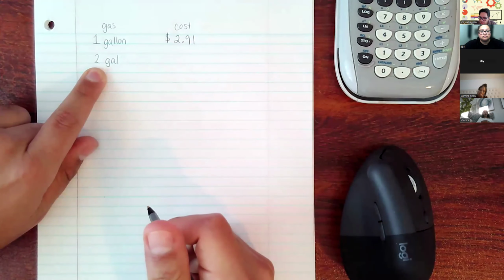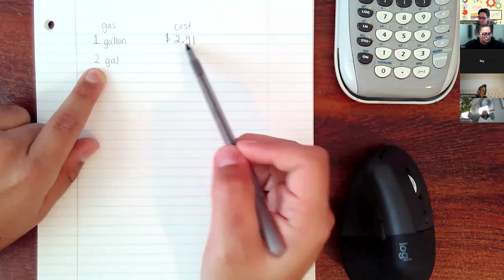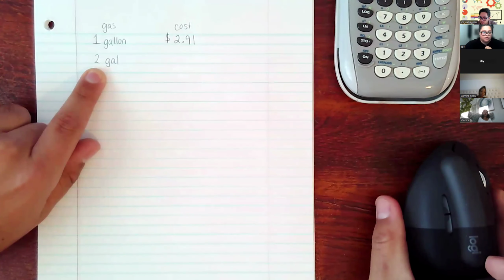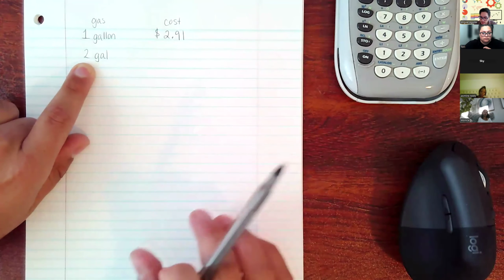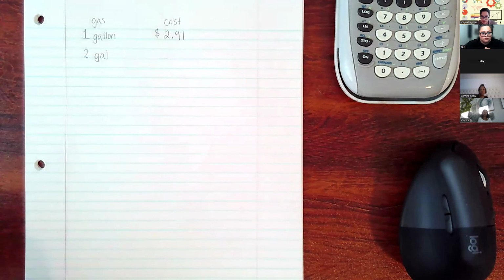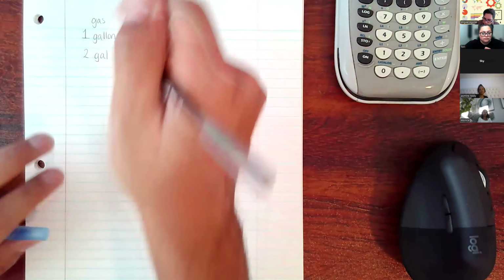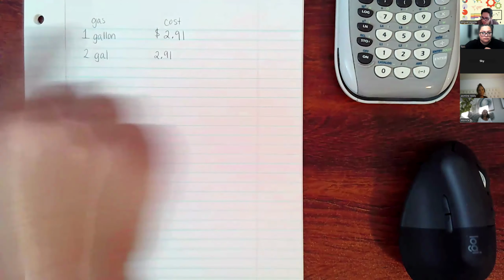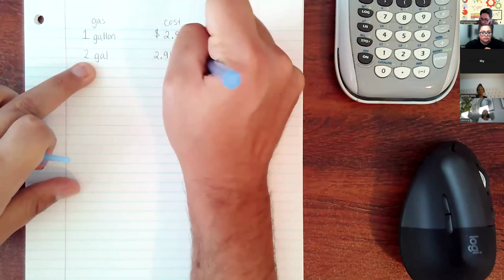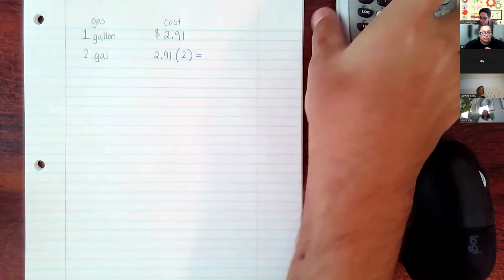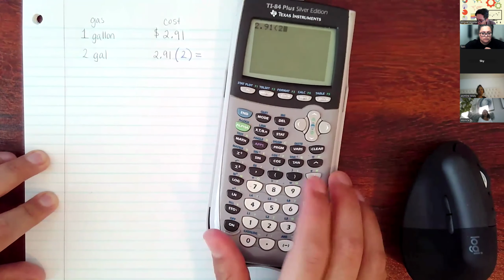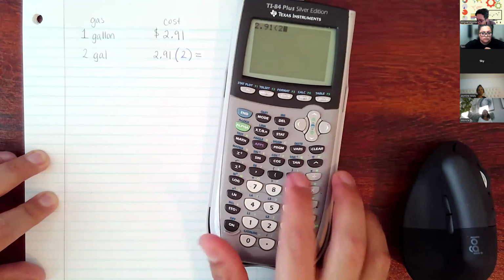Can anybody tell me how much that would cost me if we have a 2.91 rate? How much would it cost to buy 2 gallons? Or how would we figure it out, even if you're not sure? What do you think we need to do to calculate that? 2.91 times 2. Yeah, that's exactly right. We're going to do 2.91, which was the rate for 1 gallon, and then we're going to multiply by the number of gallons that we have here, and that will give us our final price. So we'll go 2.91 in the calculator times 2, and we get 5.82.